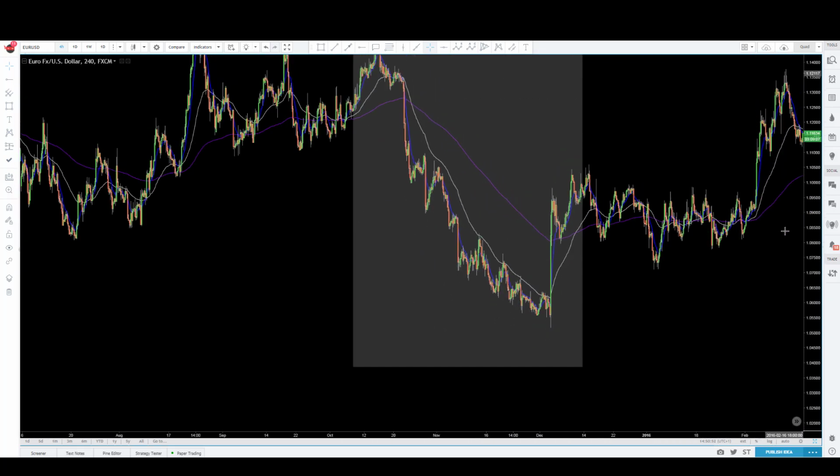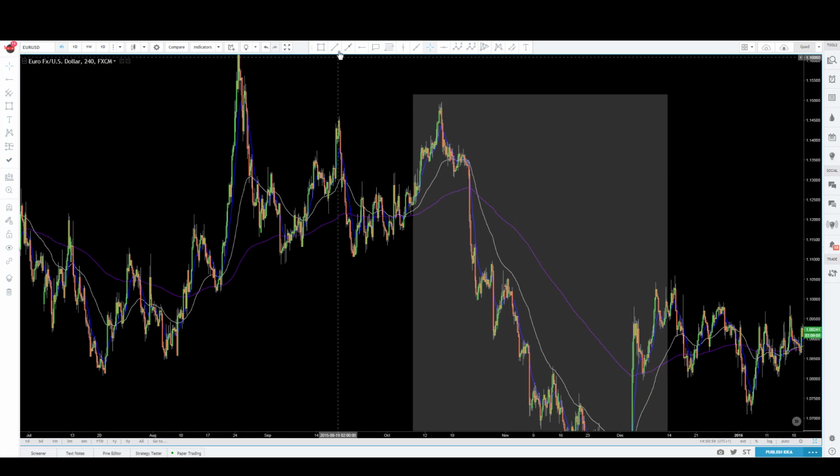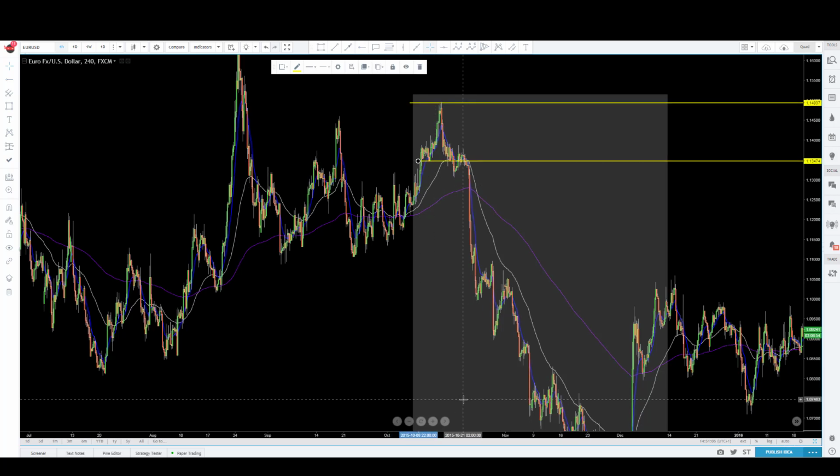So let's look at what we're talking about here: the break, retest, and then continuation. Okay, so BRC. First thing you need to do is plot a support level and a resistance level. So we have our high here, and we have a nice support level here.